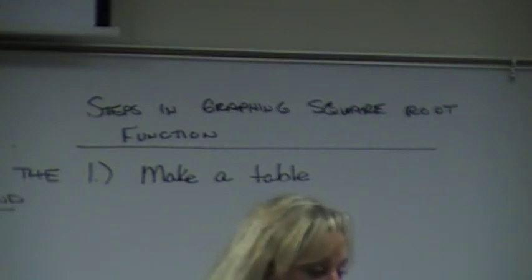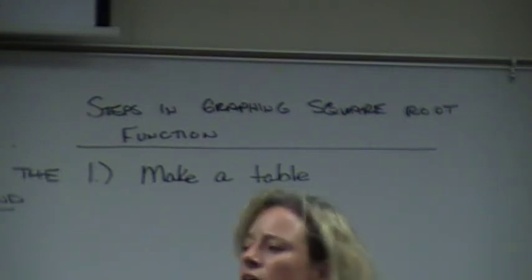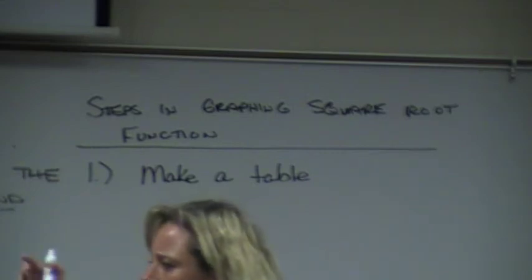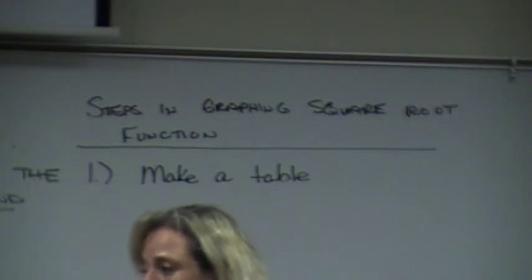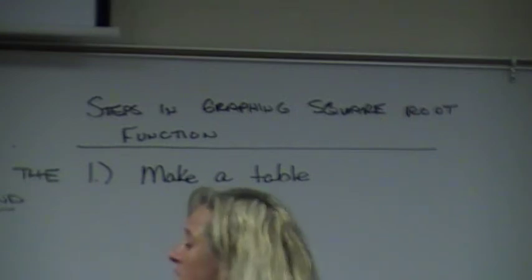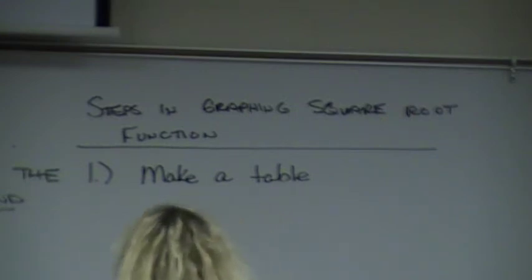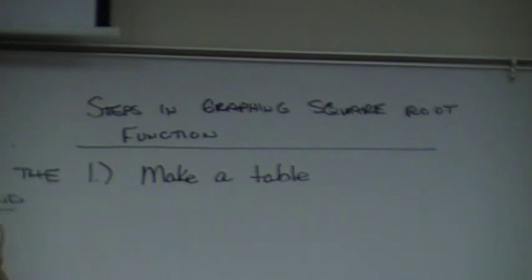-2, -1, 0, 1, and 2, right? Well, can we do that though with this one? We can't, can we? We have to make sure that we have a number under the radical that's at least 0 or greater. So when you're making your table, you need to make sure you understand that. You need to make sure that you're careful with your domain.